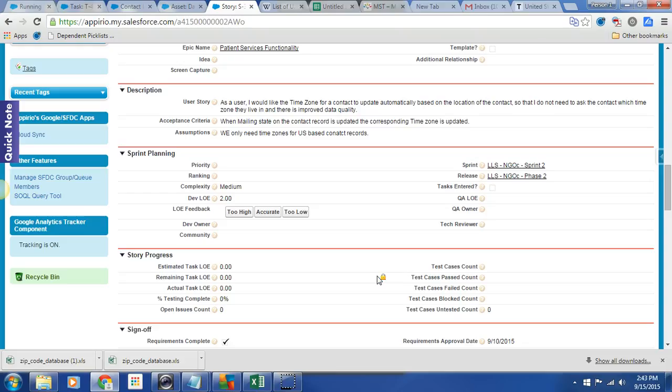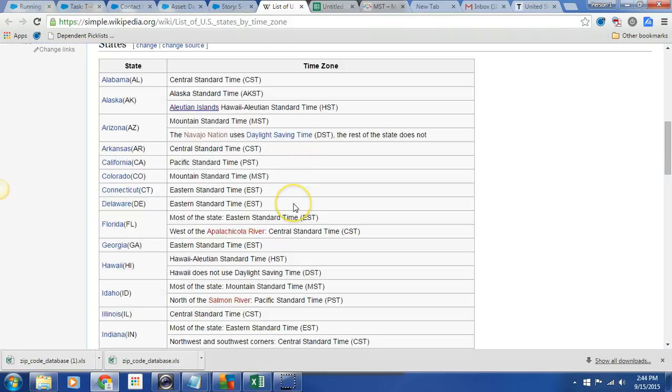So as we're talking about this story, let's keep in mind that time zone and the daylight savings time usage actually can be split. And when those two are put together, we can get to what time is it at the contact record level. So let's take a look at what we have for our states. This is just pulled from Wikipedia. I trust their source of information, power of the crowd.